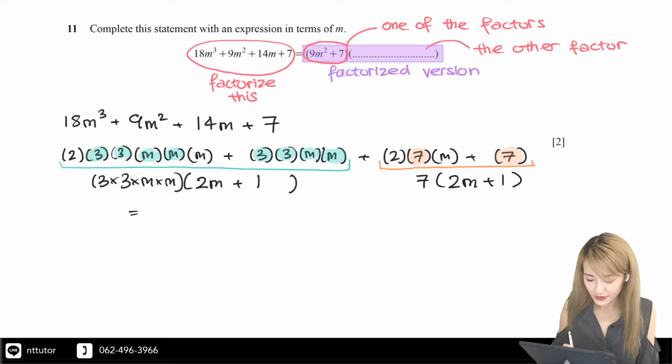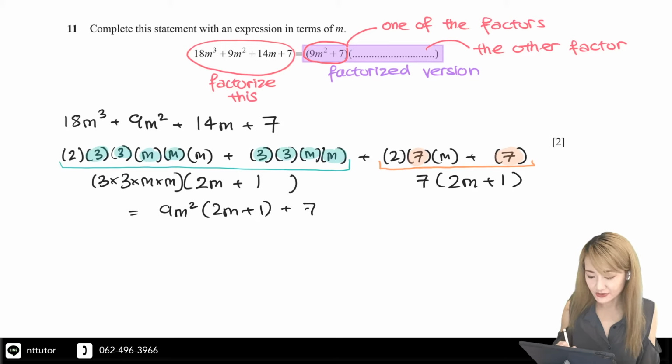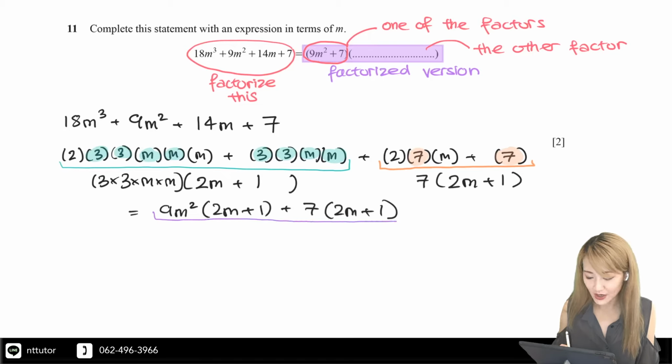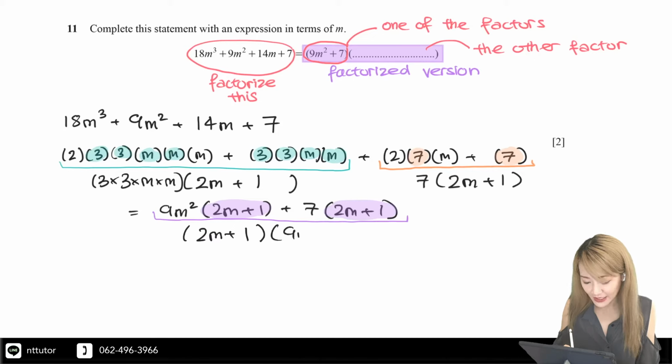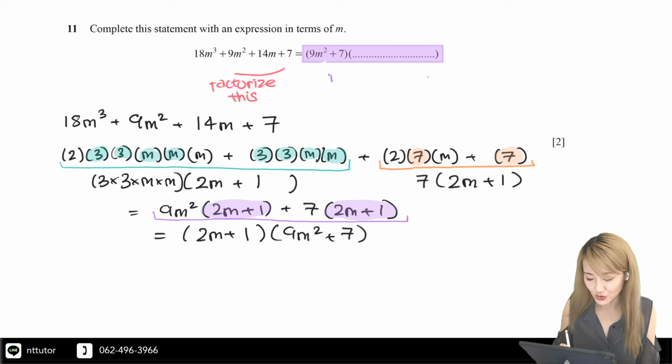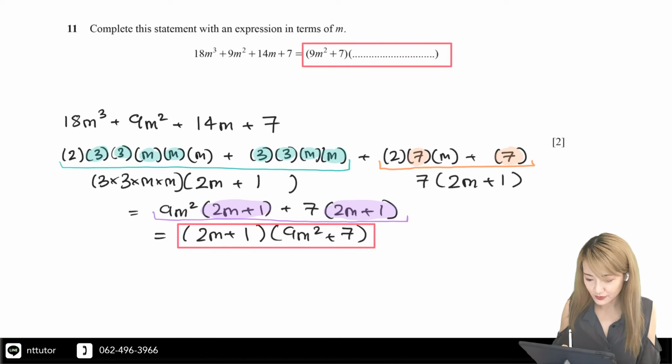So we have 9m squared times 2m plus 1 plus 7 times 2m plus 1. And now between these 2 terms, we have a common factor, which is the bracket. The common factor between these 2 terms is 2m plus 1. So we can take 2m plus 1 outside the bracket, leaving behind 9m squared plus 7. So 2m plus 1 multiplied by 9m squared plus 7 is the factorized version of that expression. So it would go on the right-hand side of that expression.